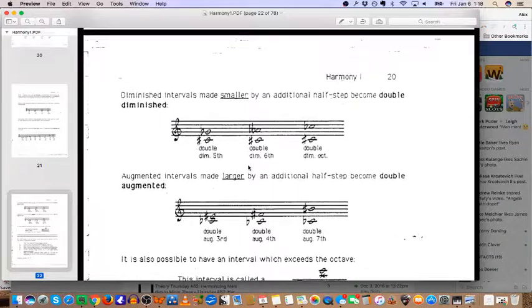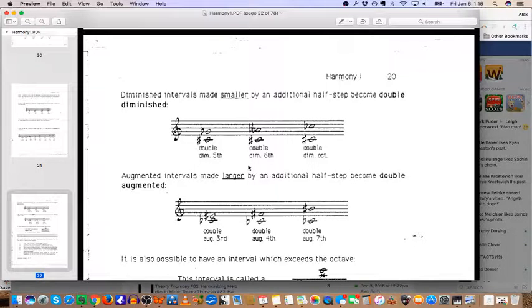Okay. Diminished intervals made smaller by an additional half step become double diminished. Okay. True. Okay.